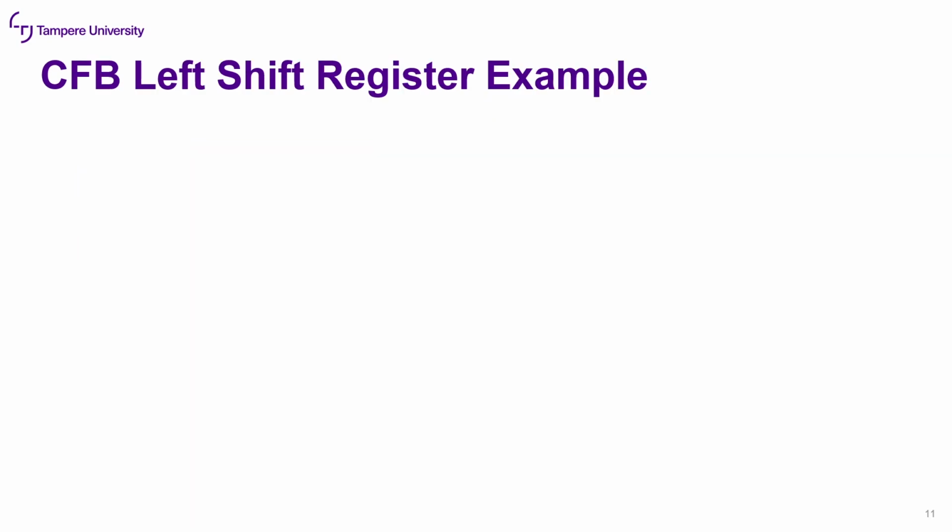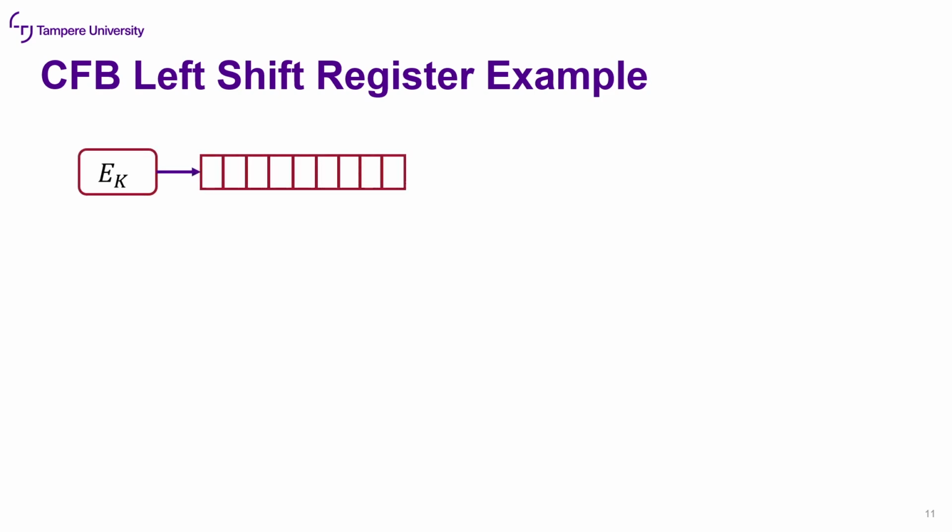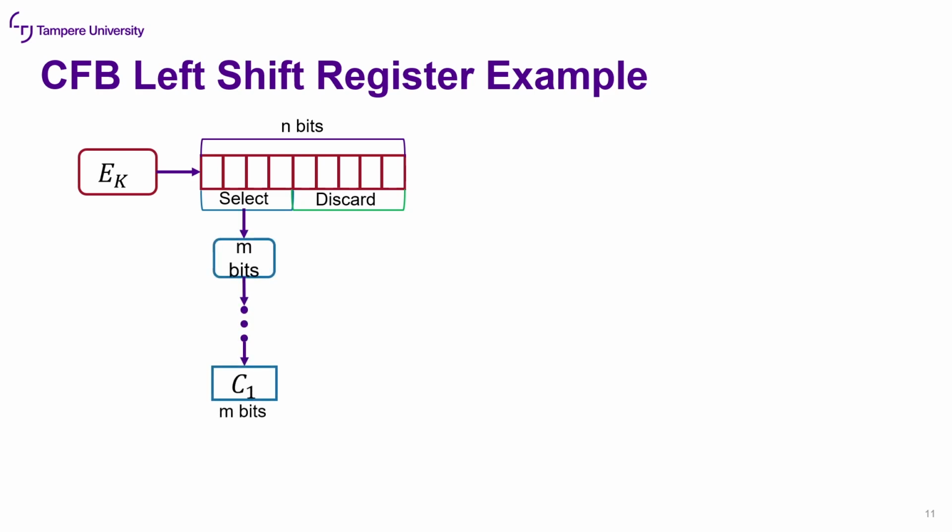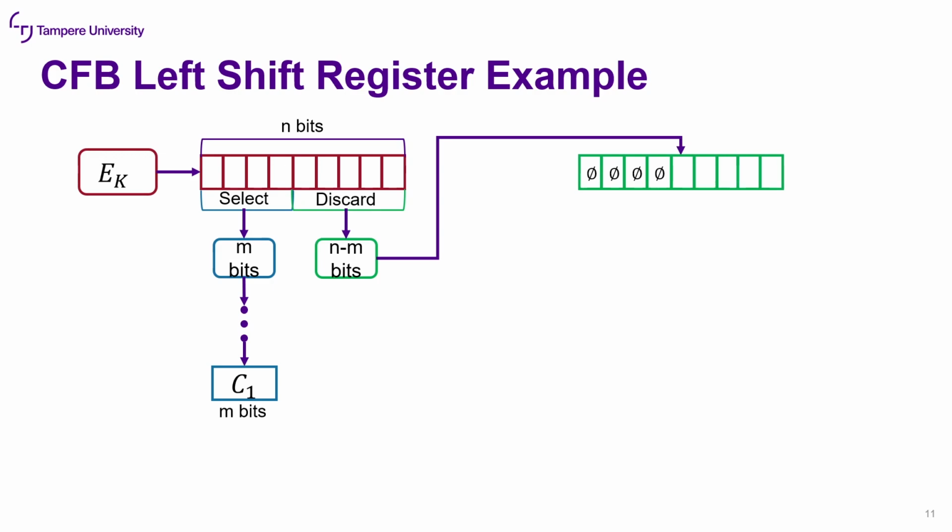So to better understand how the left shift register works, let's have a quick example. Let's imagine our encryption circuit ends up producing a ciphertext of 9 bits. So these n bits are basically the output of the encryption circuit. We end up selecting the first 4 bits and discarding the remaining 5 bits. The bits that we selected go through the XOR operation to produce the first ciphertext block. And now the remaining bits, the n minus m bits, look something like this.